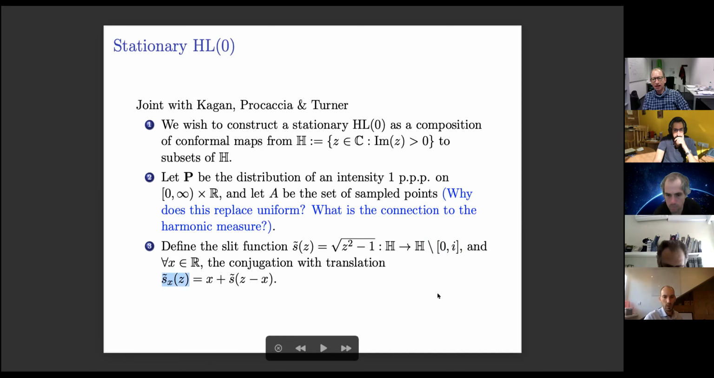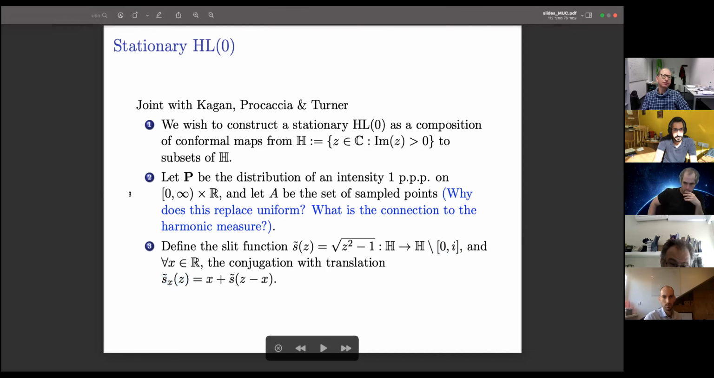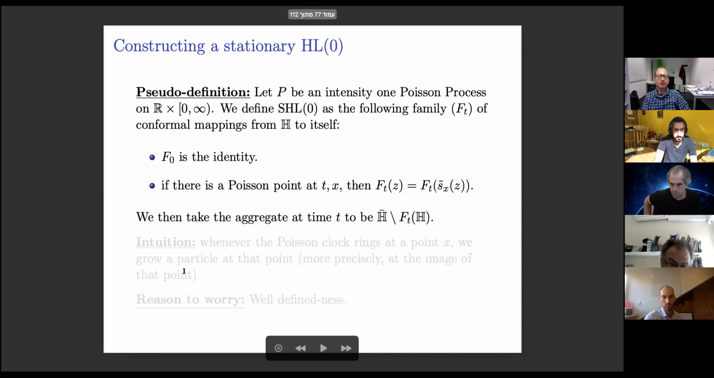It's the same thing, but I add the slit not at 0 but at the point x. Okay, so that's the slit function. And now the pseudo definition of the stationary Hastings-Levitov is the following. Again, let P be an intensity 1 Poisson process. Then we want to define the SHL0 as the following family of conformal mappings from H, not to itself, but to subsets of it.